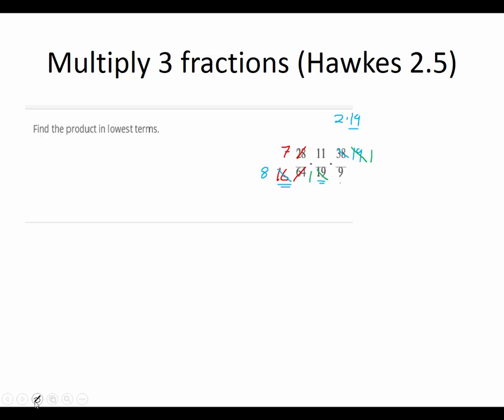So now we can just go ahead and multiply straight across the tops. 7 times 11 times 1 will give me 77. And then 8 times 9 is going to give me 72.